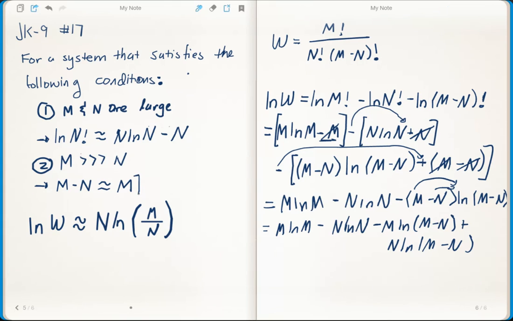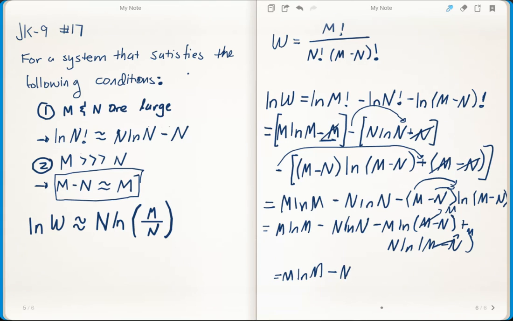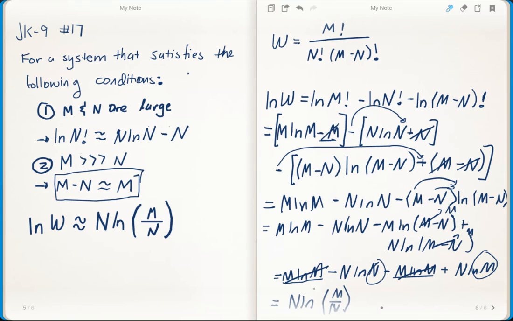Our second condition comes into place here, which is that we can assume m minus n is approximately equal to m. So this we can say is approximately m, as well as this. What we're left with now is m ln m minus n ln n minus m ln m plus n ln m. We see here and here, these two terms are the same, but they're inverse, so we can cancel them out. And these two terms have the same coefficient, just different natural logs, so we can rewrite this as n ln (m over n). Because this is positive and this is negative, remember that a difference of natural logs is the quotient of the two terms inside. So we are able to derive ln(w) from this down to this, which is essentially the formula that we have right here.